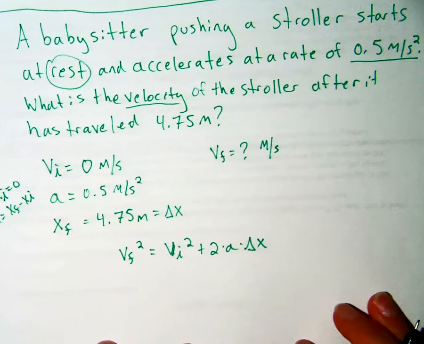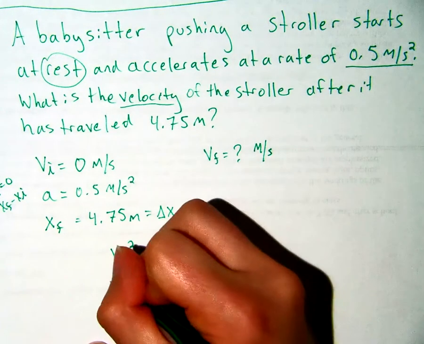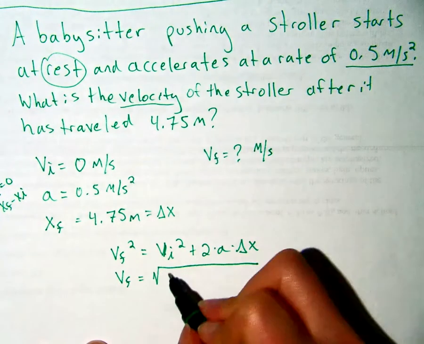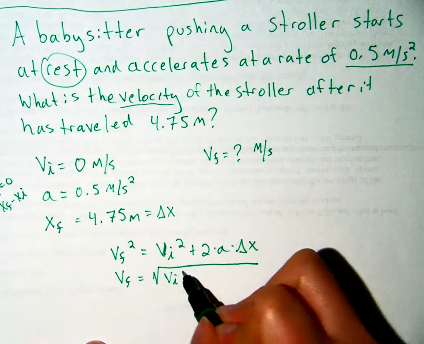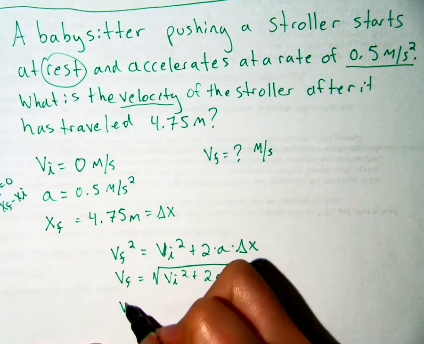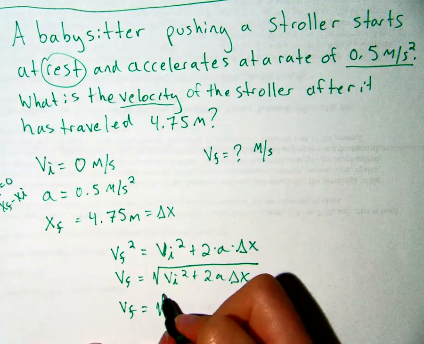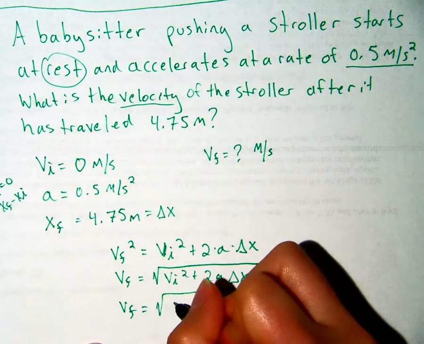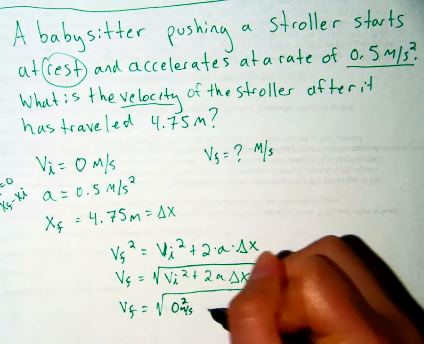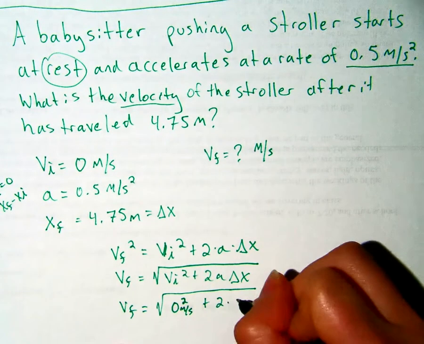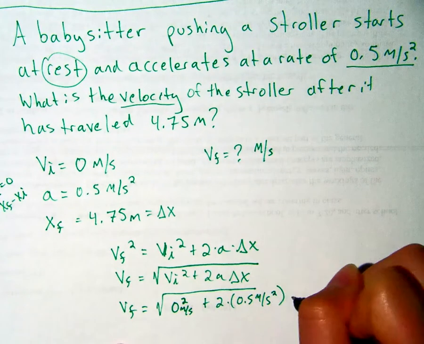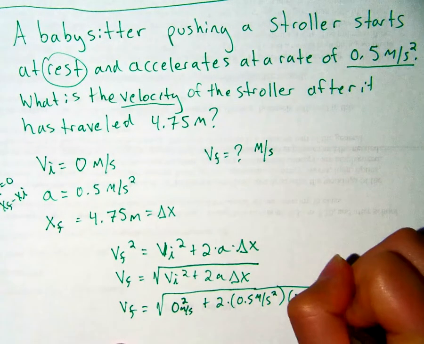Okay. So this is our problem now. We solve for our unknown in terms of our known, so we're just going to take the square root of this whole thing, and we plug in our numbers. We have 0 squared, which is easy, plus our 2 times our acceleration times our change in position.